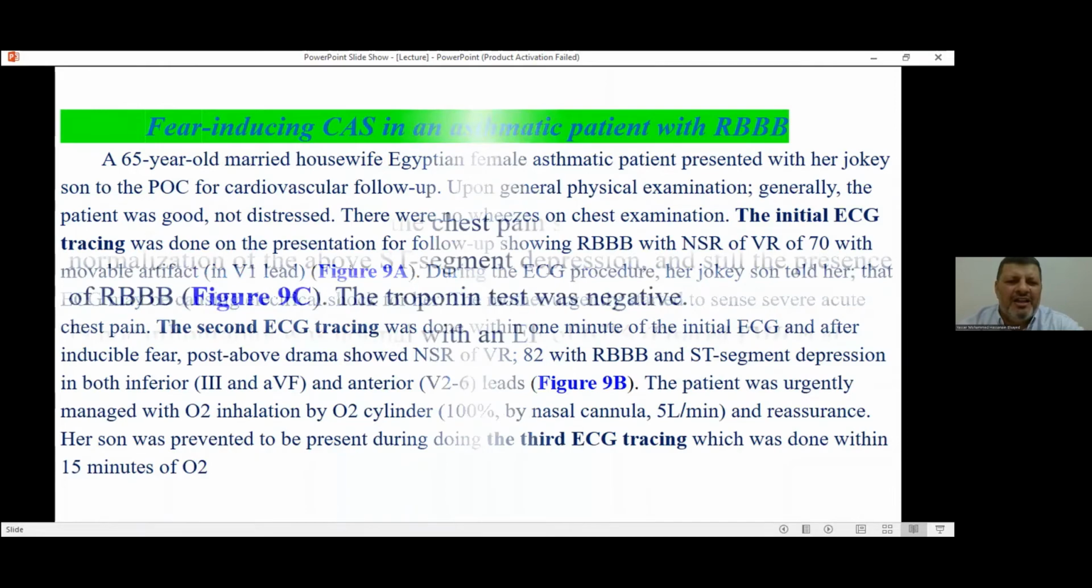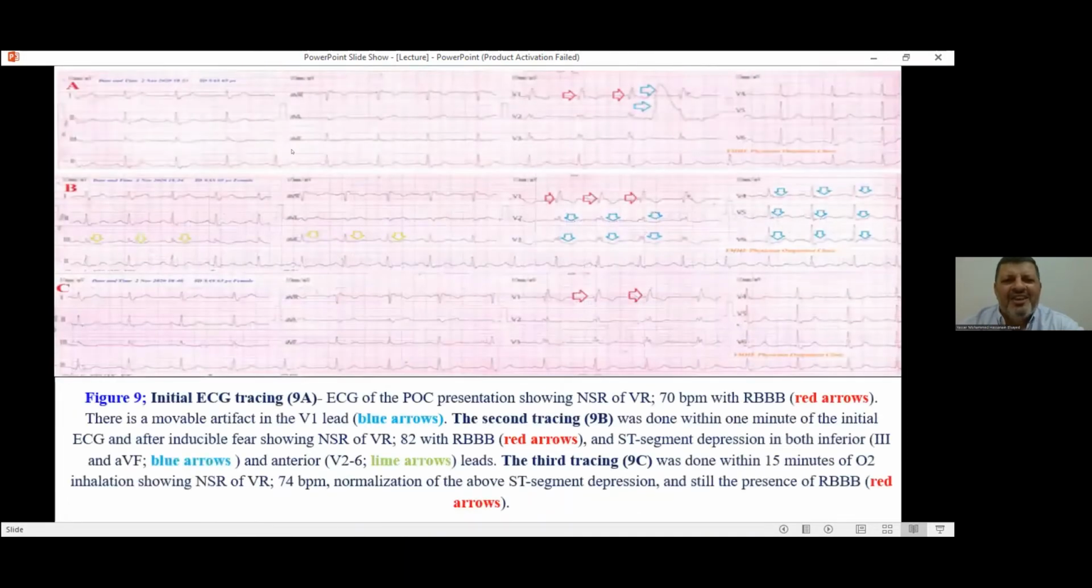ECG, the initial ECG only indicates right bundle branch block. This is a movable artifact. As you see in the first one, right bundle branch block with ST segment changes in leads V3, 4, and 5. Also here, the more affected lead within a few minutes in tracing B, as you see, ST segment depression in lead 2, also aVF inferior, and added V2 to V6, widespread ST segment depressions.